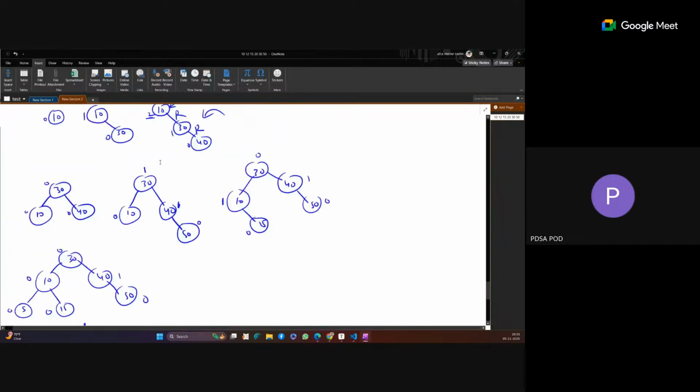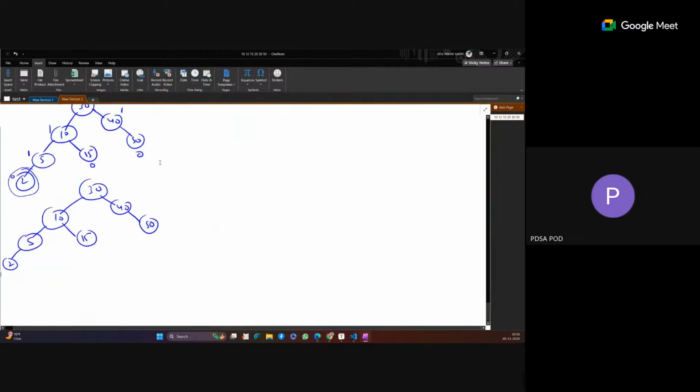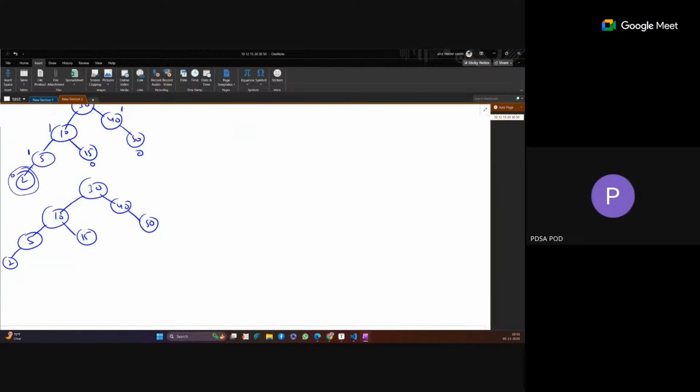Okay, and now next is coming 8. So 8 will insert. 8 is smaller than 30, smaller than 10, greater than 5. So 8 will come here. So still it is balanced.